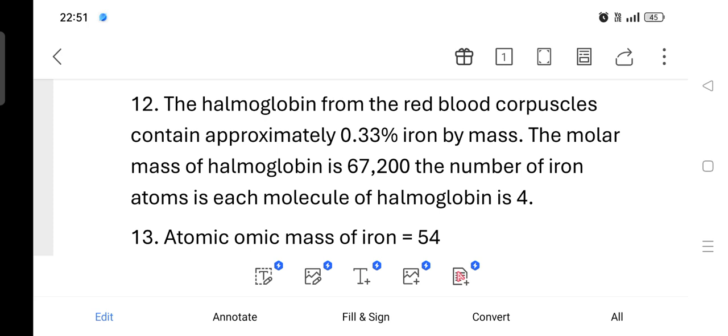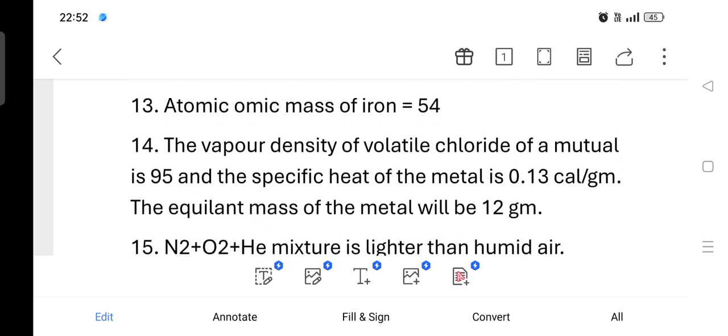The hemoglobin from the red blood corpuscles contains approximately 0.33% iron by mass. The molar mass of hemoglobin is 67,200. The number of iron atoms in each molecule of hemoglobin is 4. Atomic mass of iron is 54.